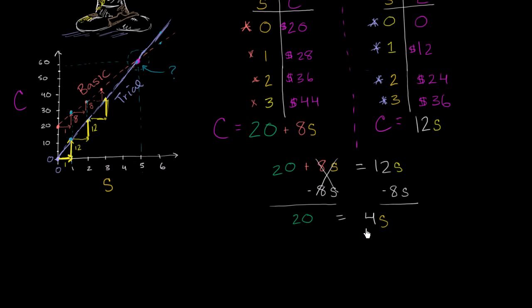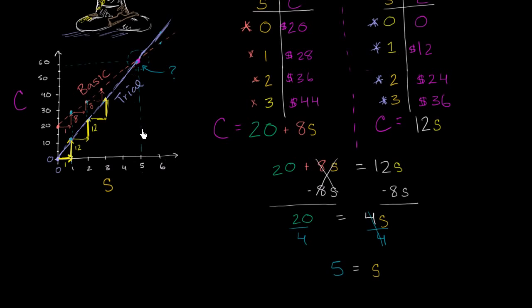I just want an S on the right-hand side. What can I do to this equation so that I can have just an S on the right-hand side? Well, the easiest thing to do is to divide both sides by 4. I can't do it just to one side. And when I divide both sides by 4, what do I get for S? Well, on the right-hand side, 4S divided by 4 is just going to be S. And that's going to be equal to 20 divided by 4, which is 5.